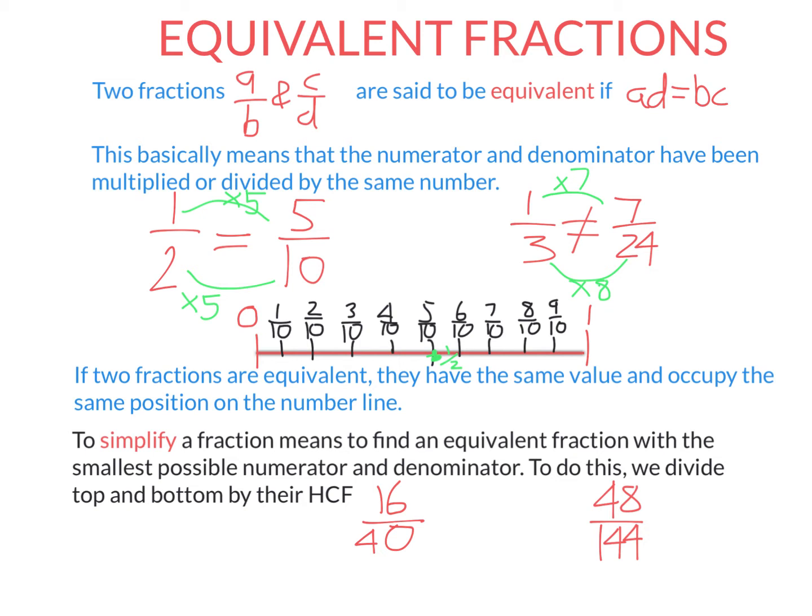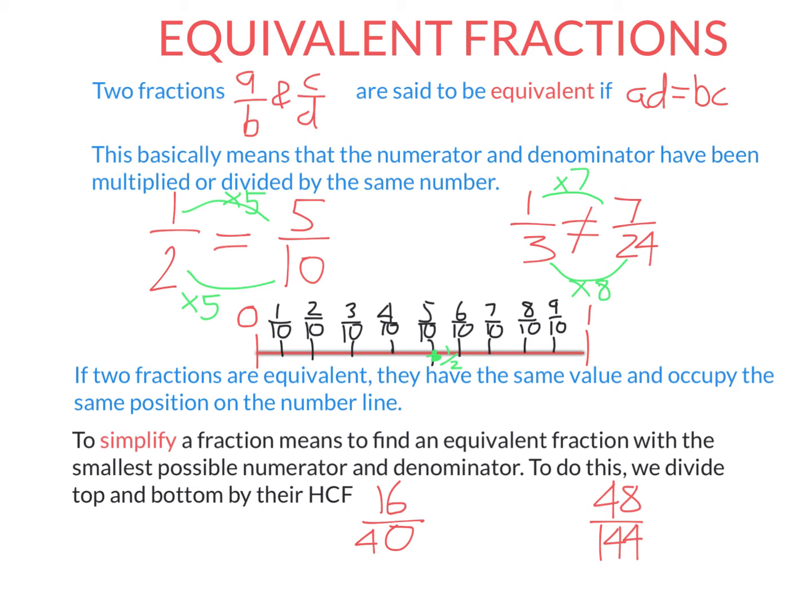They do not have the same value, they're not equal, and they would lie at different points on the number line. In fact, a third would lie just to the right of 3 over 10, because it's a little more than 3 over 10, but 7 over 24 would be about here. It would be just to the left of 3/10 because it's a little less than a third. So that's what it means if fractions are not equivalent.